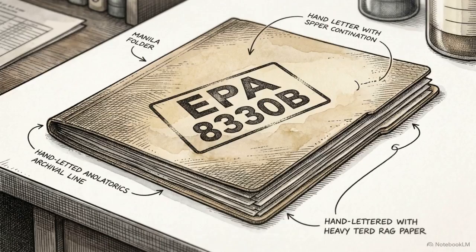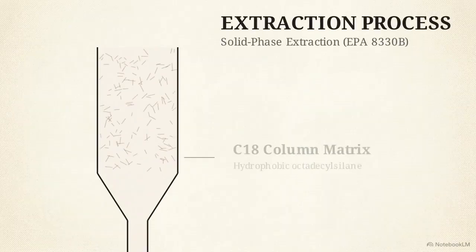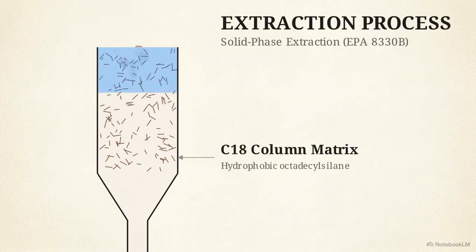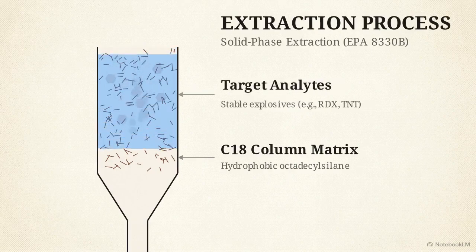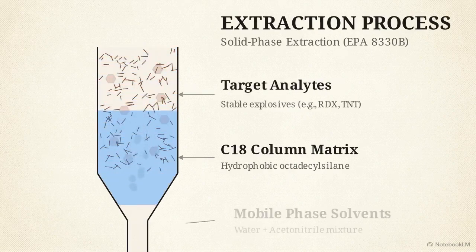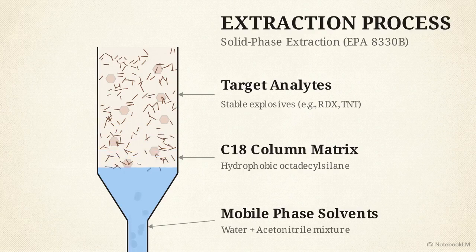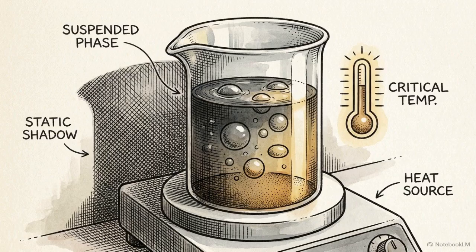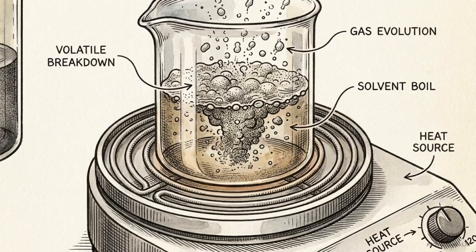Analysts extract these compounds using EPA method 8330B, the standard forensic protocol for nitroaromatics and nitramines. The process uses solid phase extraction. The sample fluid passes through a C18 column, allowing the target molecules to adhere to the matrix for isolation. This extraction is driven by specific solvents, typically a mobile phase of water and acetonitrile. This protocol is sensitive to temperature. Thermally labile compounds like tetryl can decompose in these solutions, meaning the extraction process itself can destroy the evidence if not carefully managed.